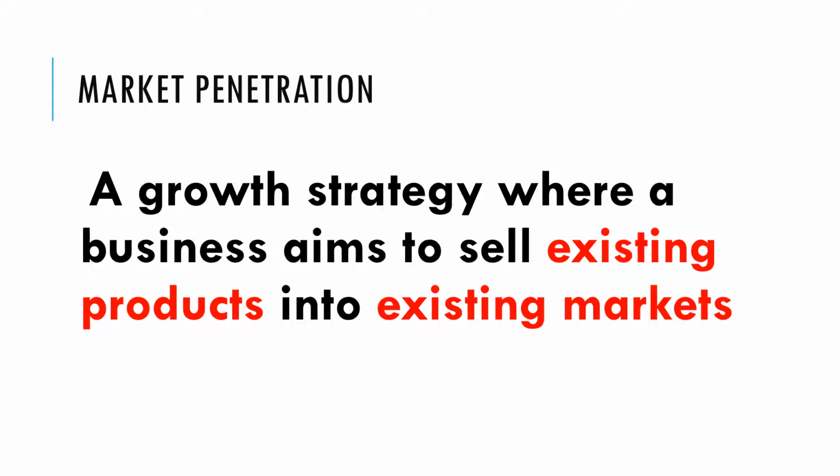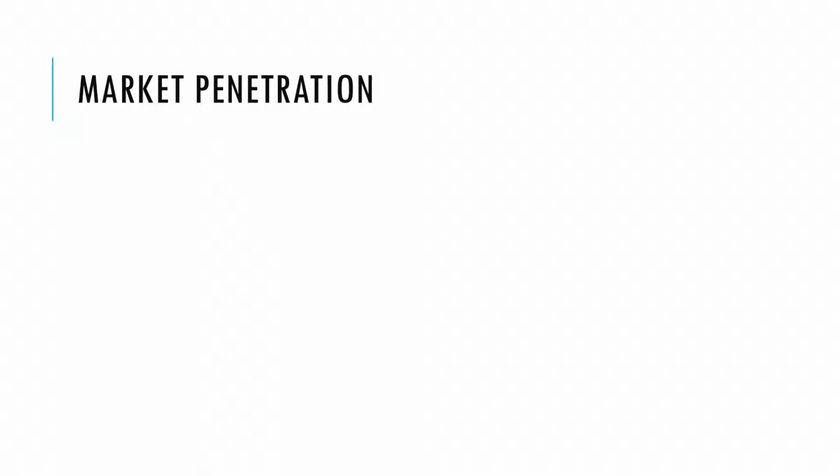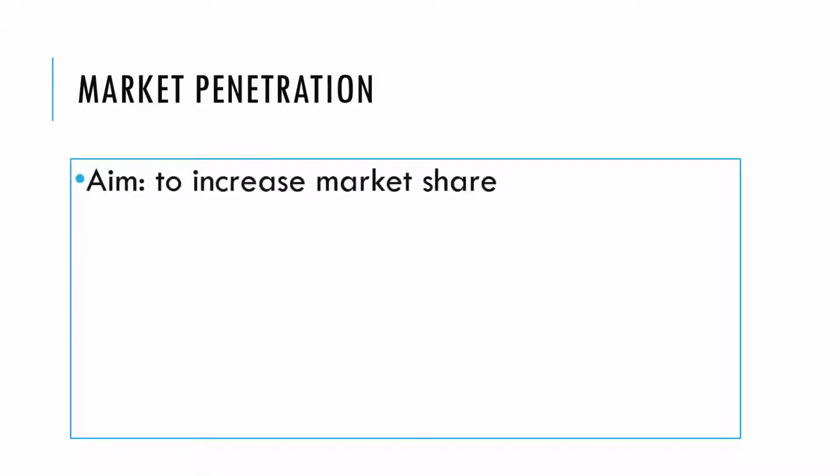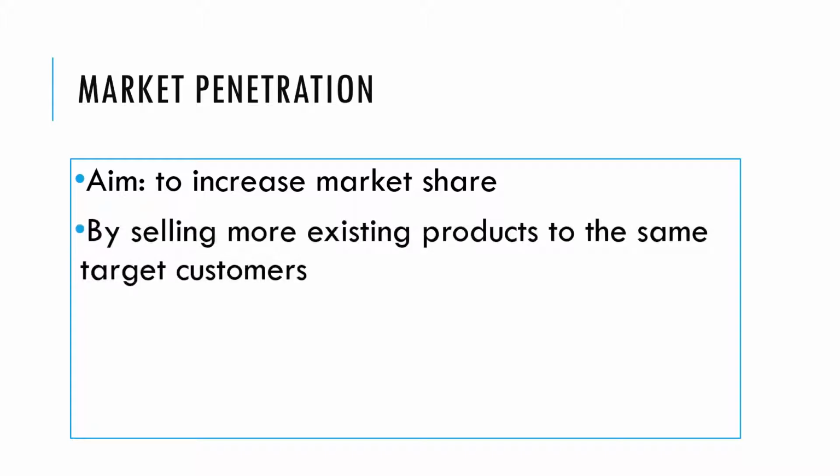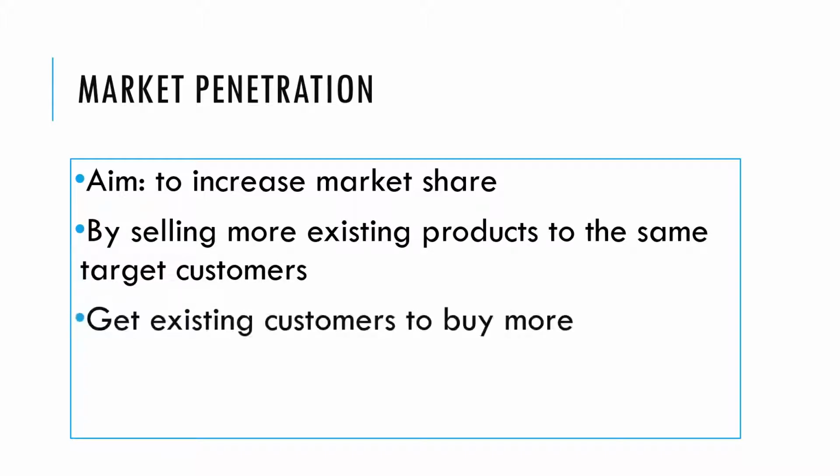So let's go through them in turn, and we'll start off with market penetration. Obviously we need to take these details down in our notes. So market penetration is a strategy that a business might use to grow, where they aim to sell existing products in existing markets. So effectively the aim of this strategy is just to increase market share. So we sell more of our products to the same target customers.